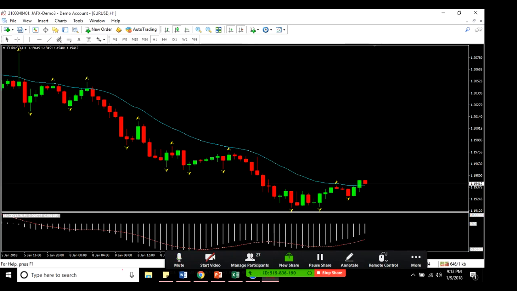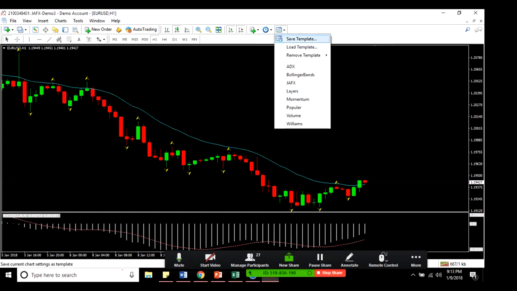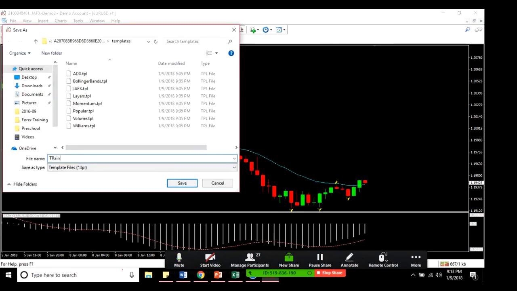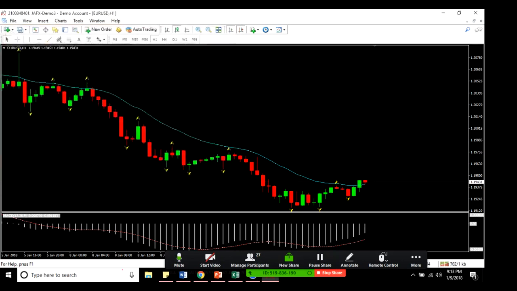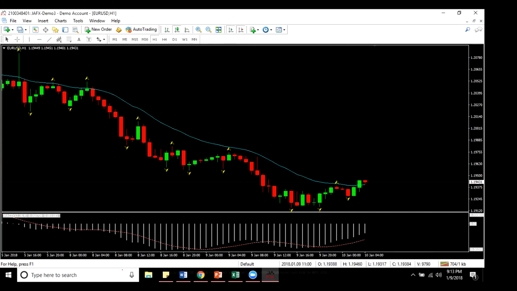Now, since we have this set up, what we're going to do is save this as a template. To do that, instead of going up here to the indicators list, go 2 spots to the right, click on the drop down arrow, save template. You can name it whatever you want to, but this is a training wheel and setup basically. It's to help train your eyes to look for certain stuff. Click save, and that's all you have to do.